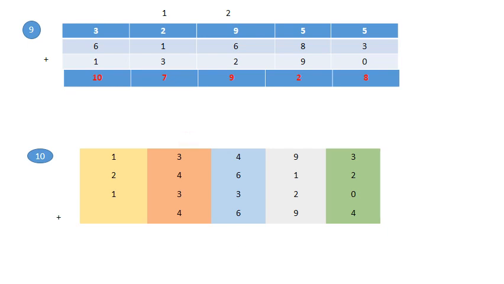Now 4 plus 3, 7. 7 plus 7, 14. 14 plus 1 will become 15. 2 plus 1, 3. Plus 1, 4. And 1, 5.